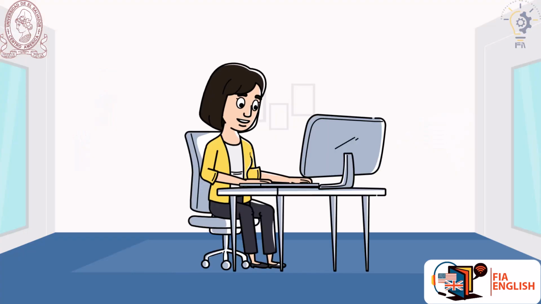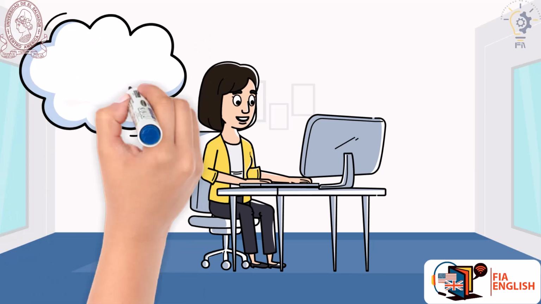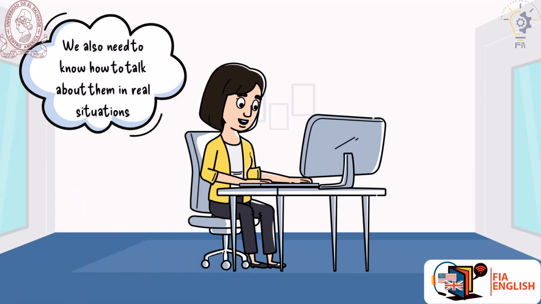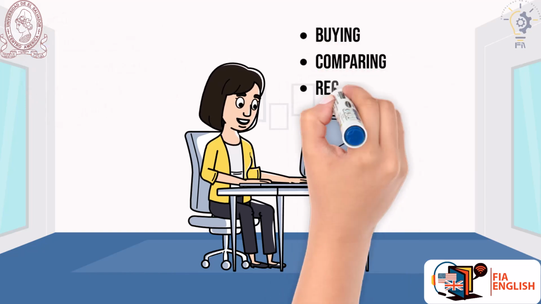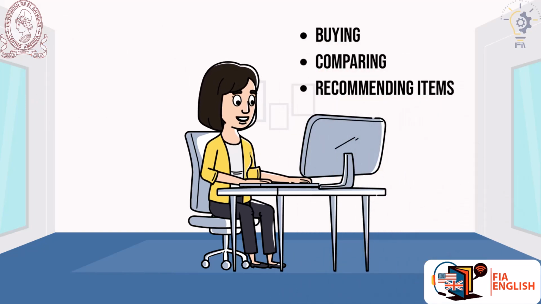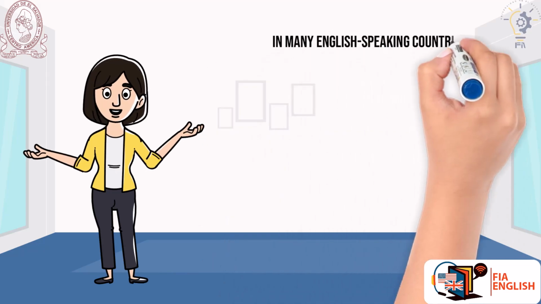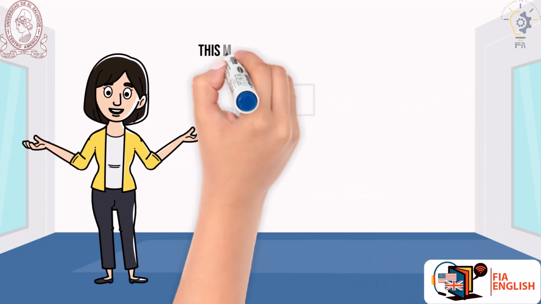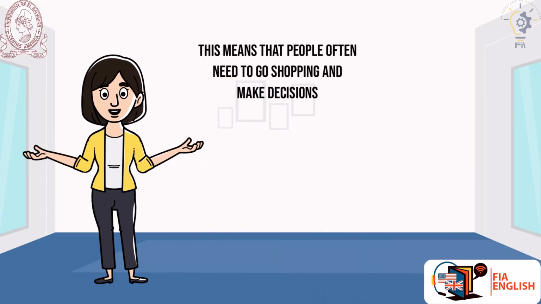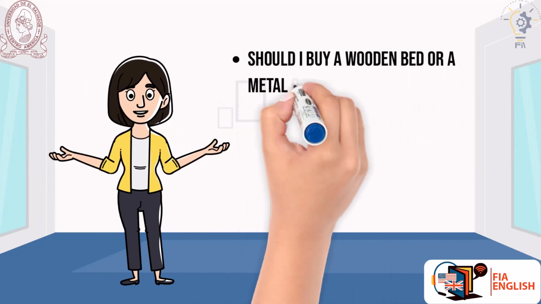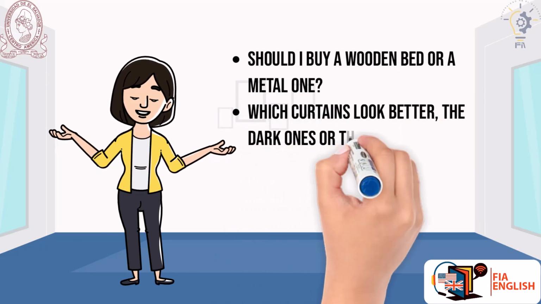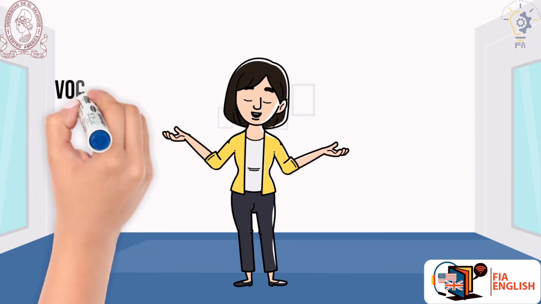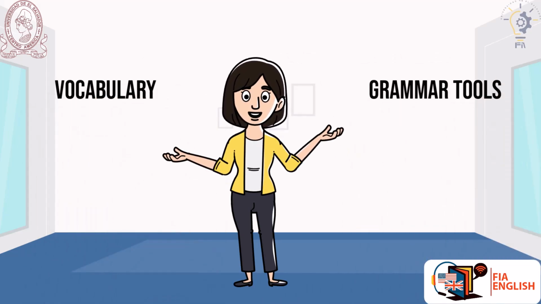In English, it is not enough to know the words for furniture. We also need to know how to talk about them in real situations, especially when we are buying, comparing, or recommending items. For instance, in many English-speaking countries, it is common to rent an apartment that comes without furniture. This means that people often need to go shopping and make decisions like, should I buy a wooden bed or a metal one? Or, which curtains look better, the dark ones or the light ones? These situations require a combination of vocabulary and grammar tools like pronouns to avoid repeating the same nouns again and again.